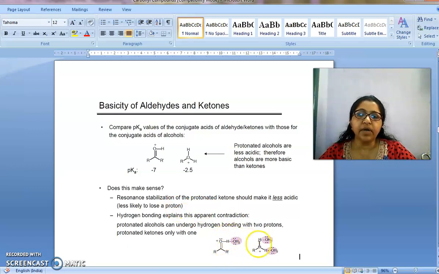Now, you have to understand this. This has resonance stabilization, whereas this does not have any resonance stabilization. If this is resonance stabilized, it means it is more stable in this form, and the conjugate base will be less basic.